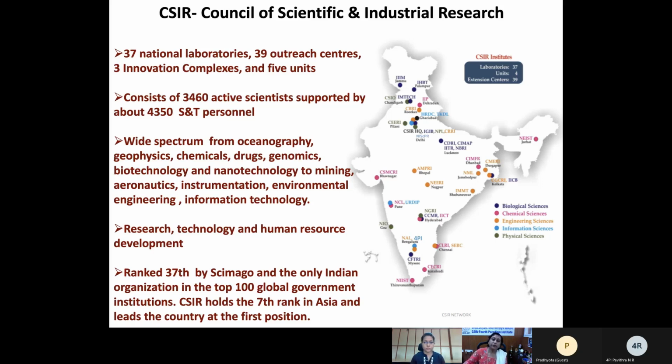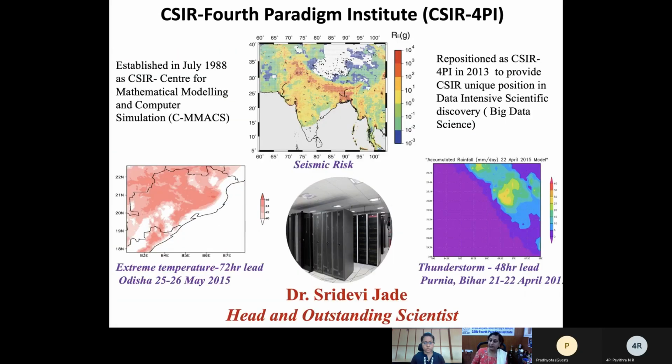So we belong to the Fourth Paradigm Institute. As you can see in the map, we are located in Bangalore. National Aerospace Laboratories, NAL, is also a CSIR aerospace organization, and we are located within the Belur campus of NAL. We are called the Fourth Paradigm Institute. This is how our institute started. It's a very young institute compared to all the other labs of CSIR.